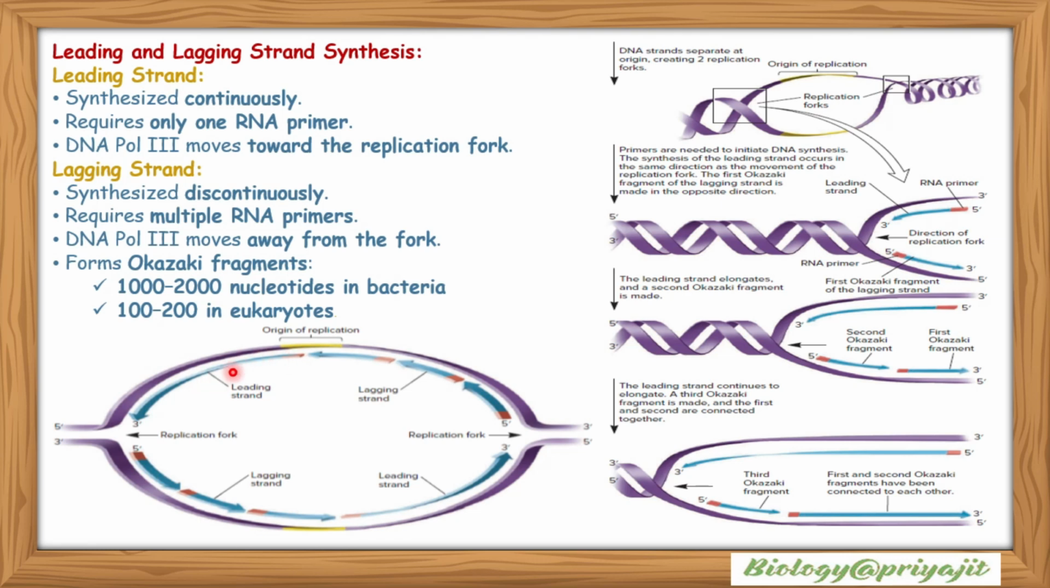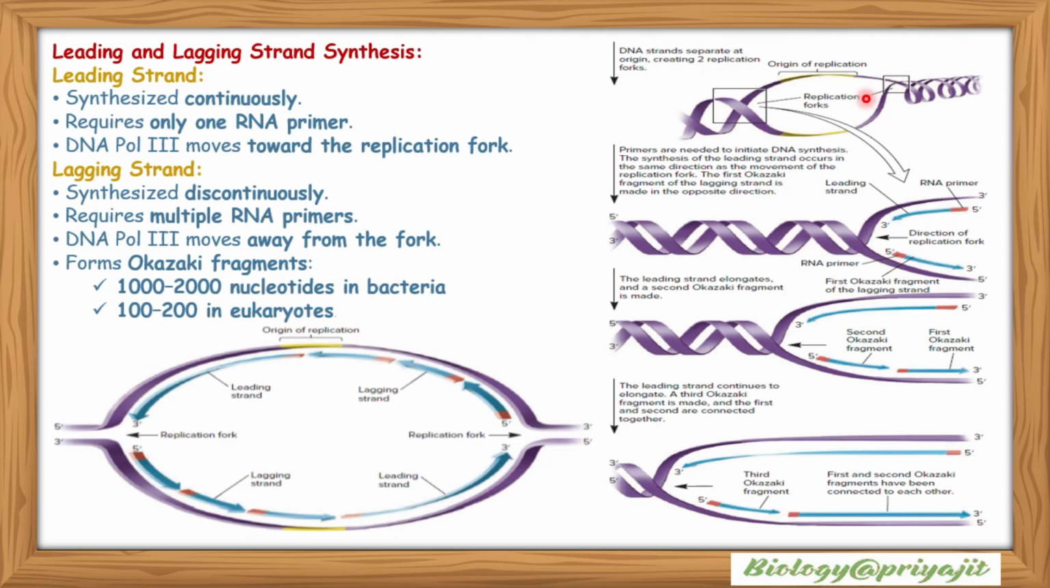The lagging strand is synthesized discontinuously. It requires multiple RNA primers, and DNA Pol III moves away from the fork, forming Okazaki fragments. 1000 to 2000 nucleotides are found in bacteria and 100 to 200 in eukaryotes.